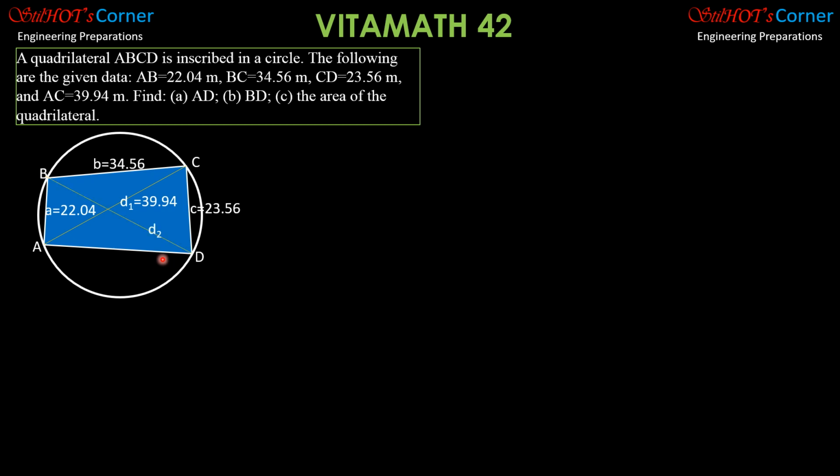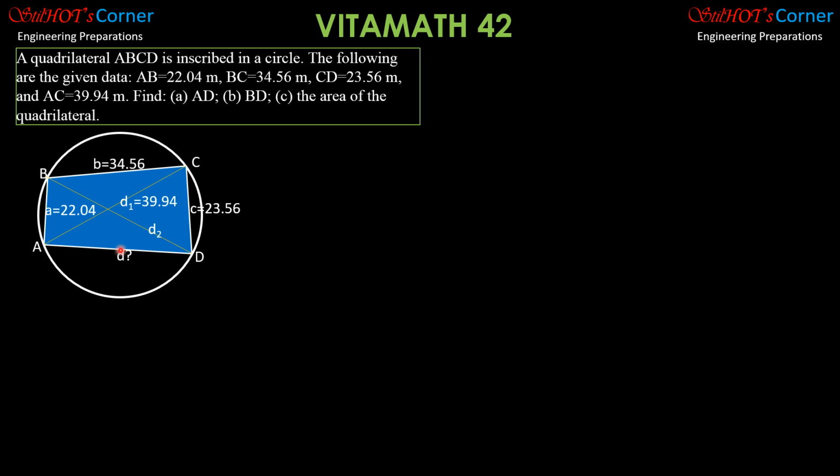To answer this problem, we consider triangle ABC and apply cosine law to solve for angle B. Then after knowing angle B, we consider triangle ACD. The opposite angle of a cyclic quadrilateral is the supplement of angle B, so angle D is 180 degrees minus angle B. Then apply cosine law again in triangle ACD with AD, the fourth side, as the unknown. From there, we can solve for D, which is AD.